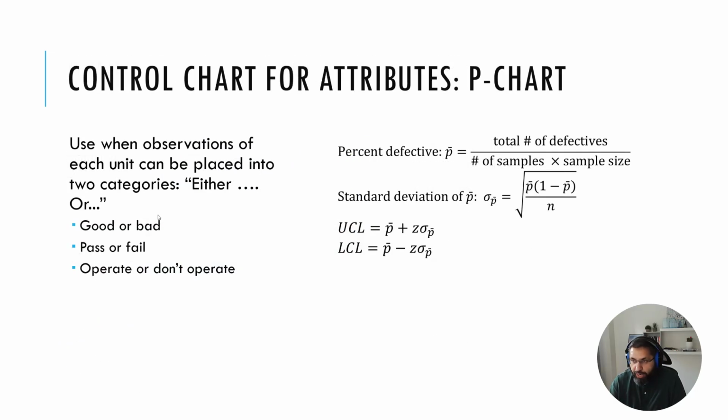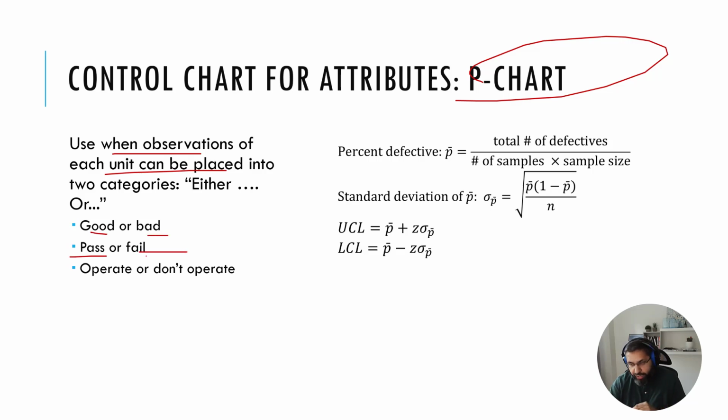Now look at control charts for attributes, our P chart. We use a P chart, and it's important to know when we use which chart. We use a P chart when each observation can be placed into just two categories, either or. It's either good or bad. It's pass or fail, you know, passes the quality check or does not pass the quality check. Then we take samples, and in each sample we have a sample size. So let's say the sample size is 5. For each of the 5 units in a sample, we say whether a unit is defective or not defective. If a unit is defective, it's like a 1. If a unit is not defective, that's like a 0.